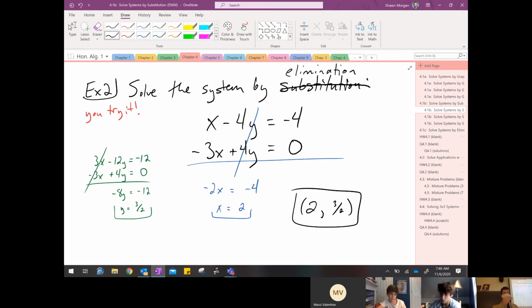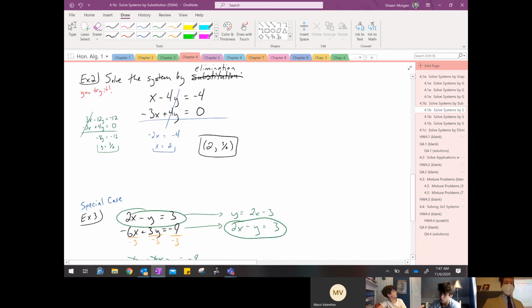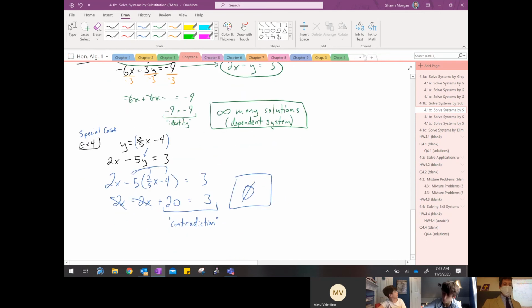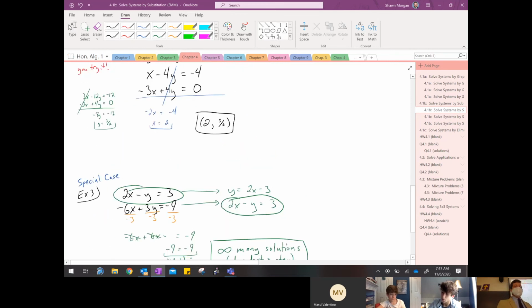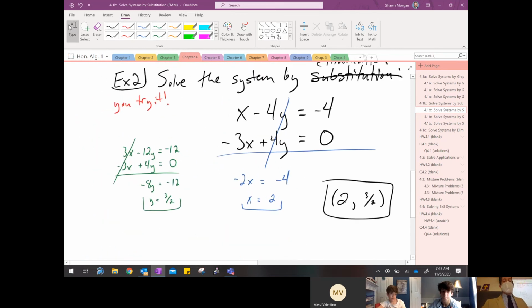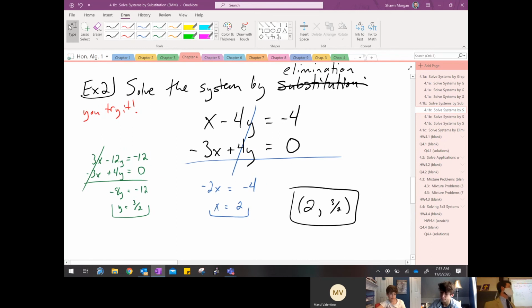To me, that's much quicker than substitution. Now, there are times where substitution makes more sense. I think we saw an example, like example 4, where they've already got one of the variables isolated. I'd probably go ahead and use substitution in that kind of example. But like the example you guys just worked, where the original system is set up good to cancel out, elimination all day.